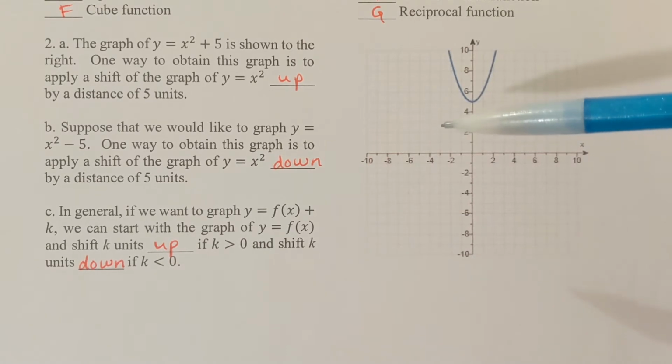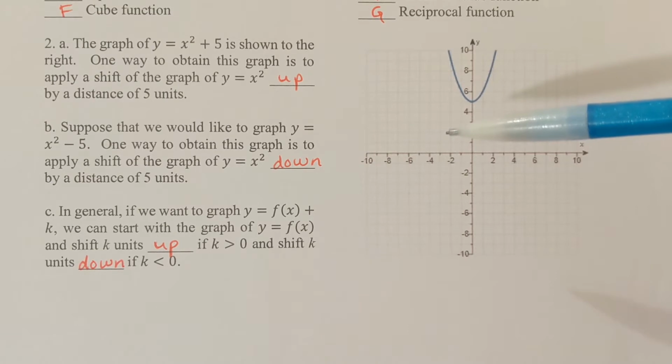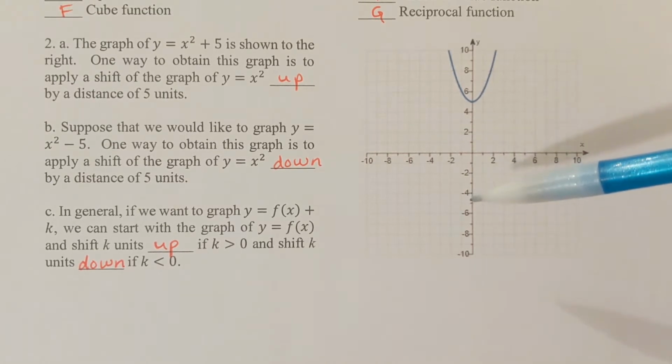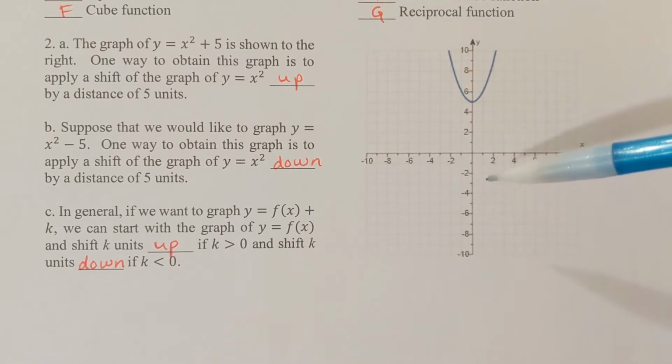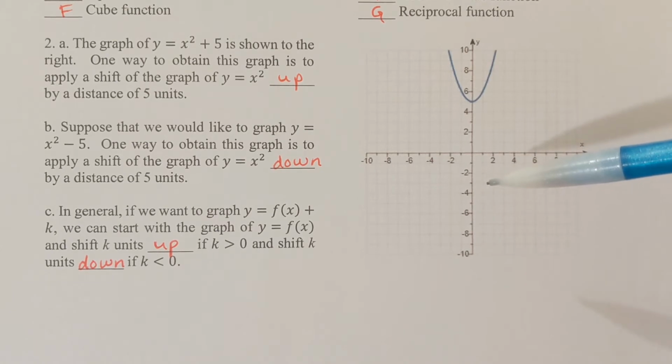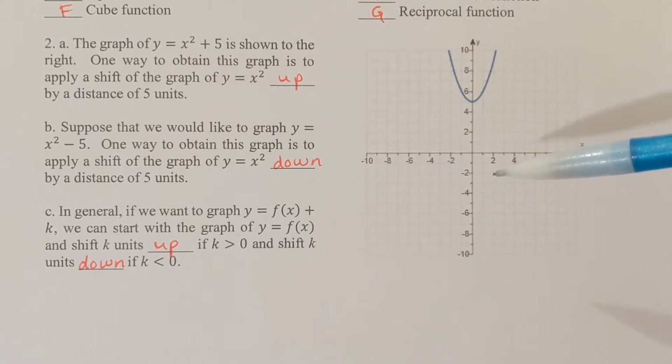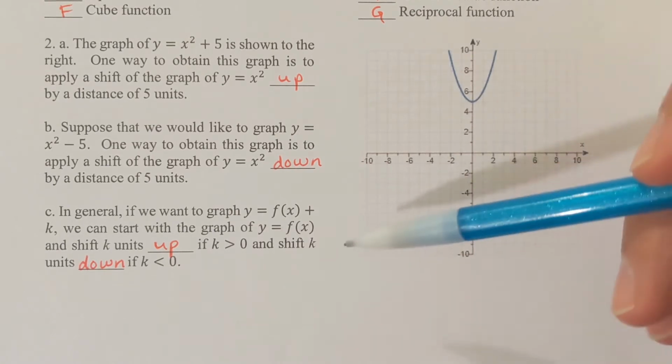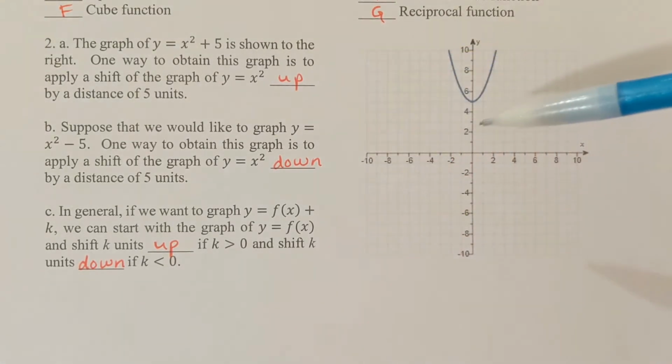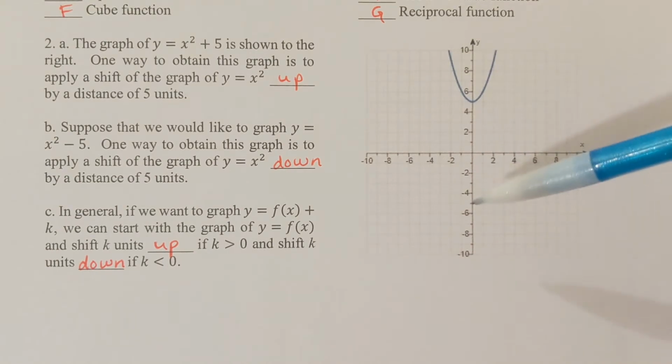Suppose that we would like to graph y equals x squared minus 5. One way to obtain this graph is to apply a shift to the graph of y equals x squared down 5 units. Okay, so the graph would be down here. In general, if we want to graph y equals f of x plus k, we can start with the graph of y equals f of x and shift k units up if k is positive, as in this case, and shift k units down if k is negative.